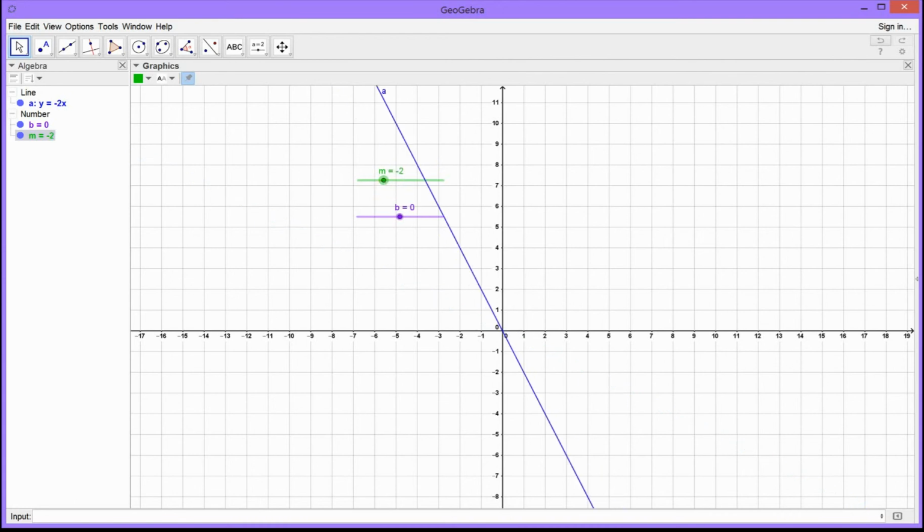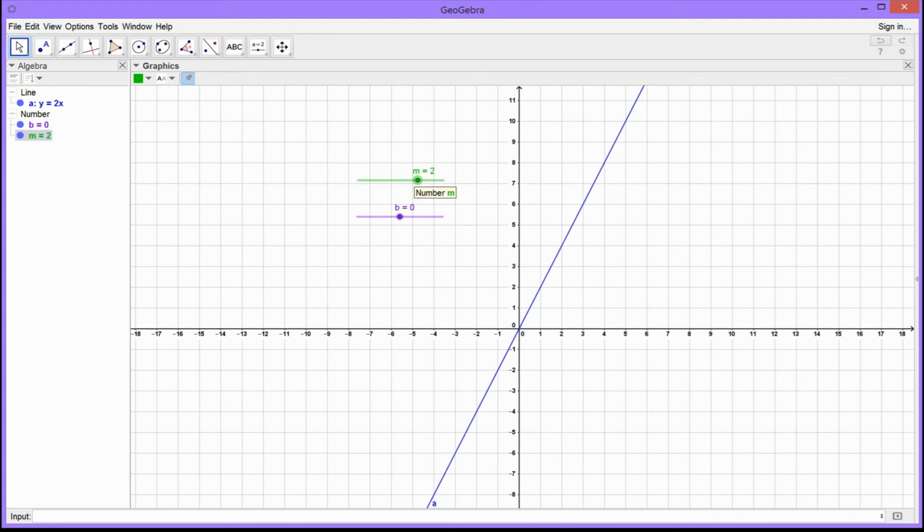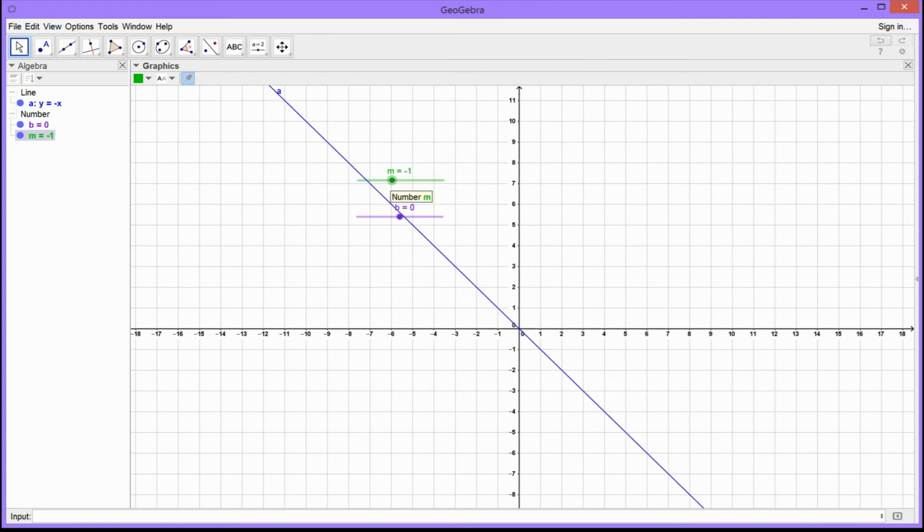So what about this? Positive slope or negative slope? Negative slope. Positive slope or negative slope? Positive slope. So you have positive 2 is the slope, it's a positive number, and also as you go to the right, it goes up. Positive slope or negative slope? As we go to the right, it goes up. Positive slope. Positive slope or negative slope? As we go to the right, the line is going down, so it's a negative slope.